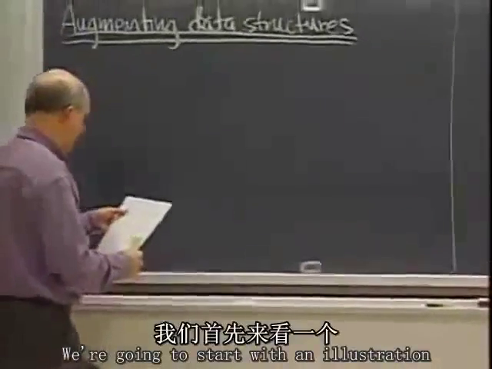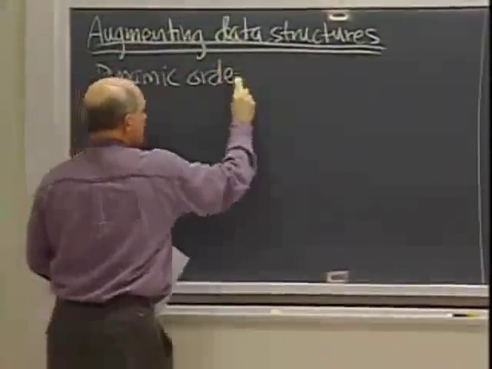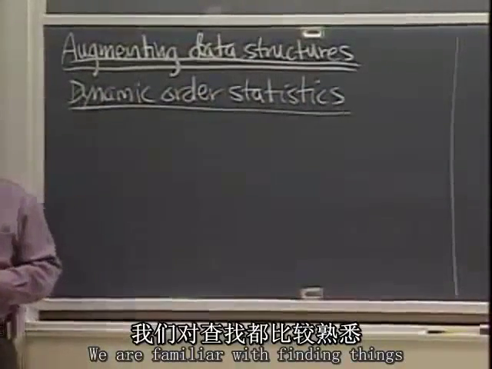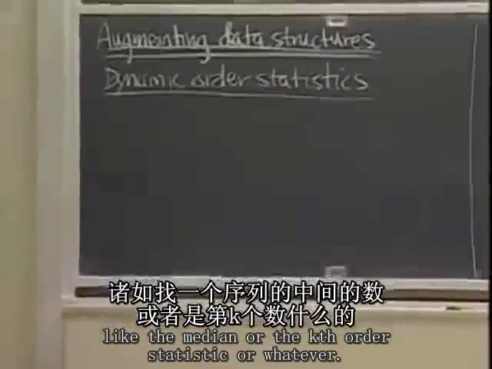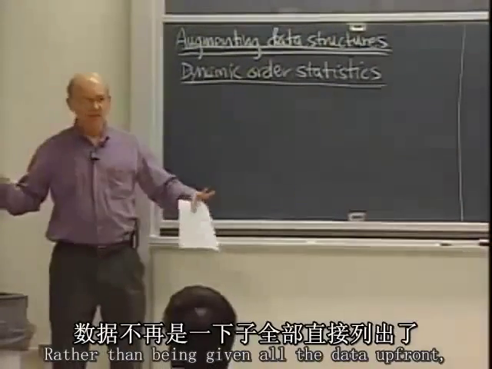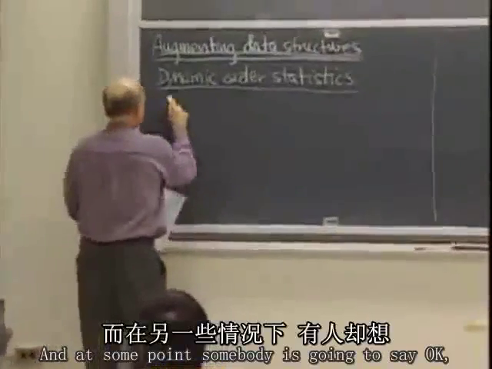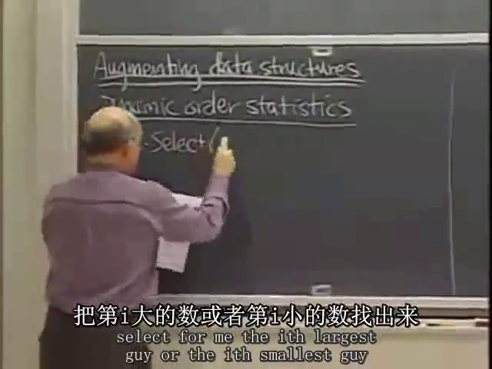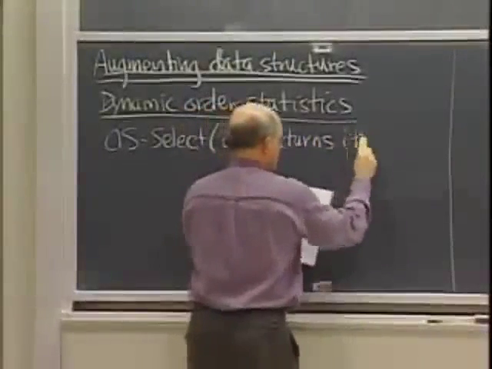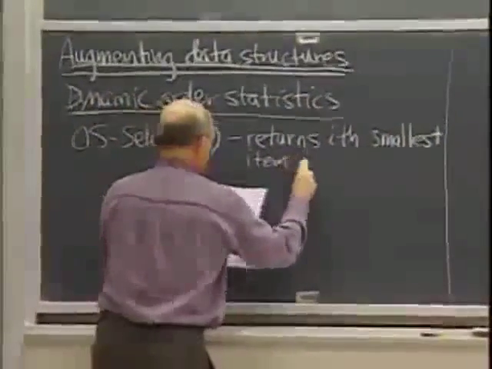Okay, we're going to start with an illustration of the problem of dynamic order statistics. We're familiar with finding things like the median or the kth order statistic. Now we want to do the same thing, but with a dynamic set. Rather than being given all the data up front, we're going to have a set, and then somebody is going to do insert and delete, and at some point somebody's going to say, select for me the ith largest, or ith smallest, element in the dynamic set.